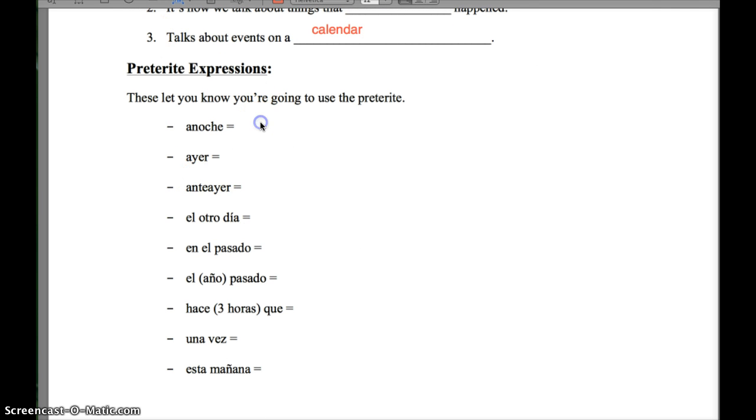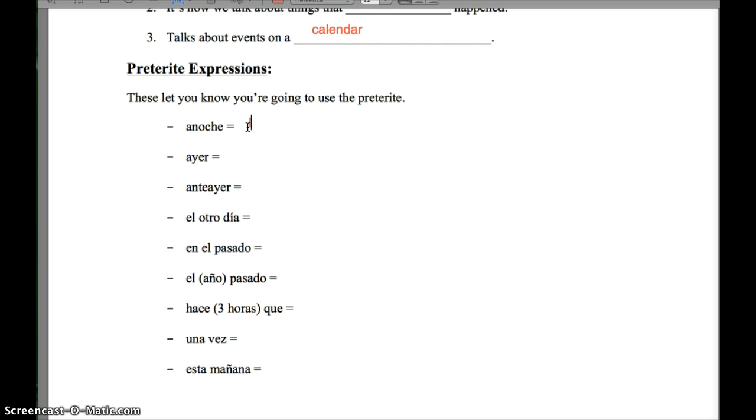Okay, so here are some keywords. They're not the only ones, but they're very popular and they go really well with the preterite. And by the way, this is a very gray area. Just because I say that it's a good preterite word doesn't mean that you can't use it with the imperfect. So, further down the road, you'll learn that.